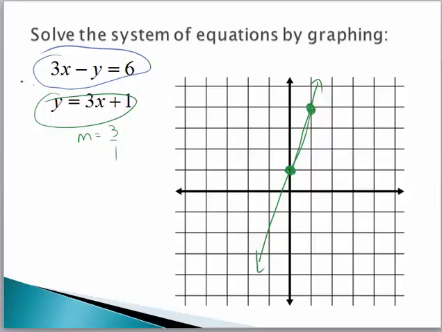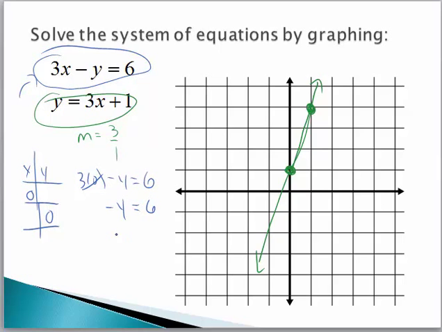Now for the first one, let's graph this one. Here's how we did that. We drew our chart and plugged in our zeros. If x is 0, 3 times 0 minus y equals 6. That goes away. Negative y equals 6. Be careful, that means y equals -6. If you want, you can put a 1 there and divide by -1. That's how I got that.